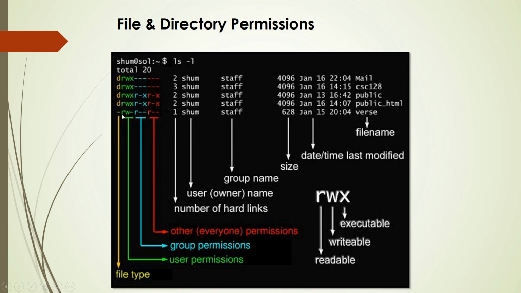The first set after the file type represents the user permission, or the owner permission, for the file. In this example, for the file words, the permission is read, write, and the third permission is not given, that is, the execute permission is not given. X stands for execute. So only two permissions are given, read permission and write permission, to the user or the owner of the file.